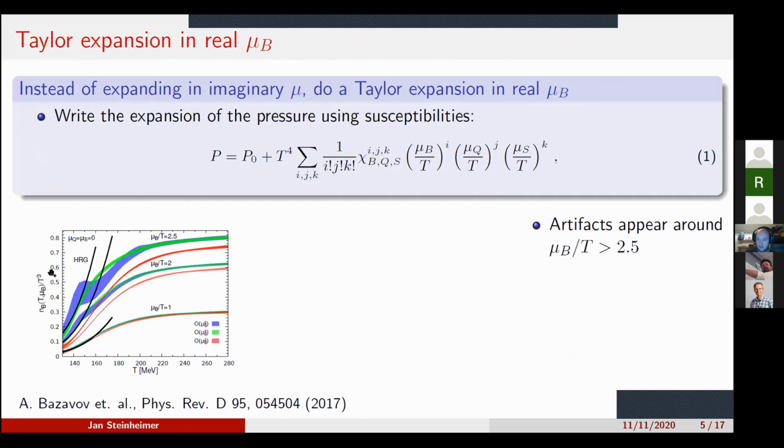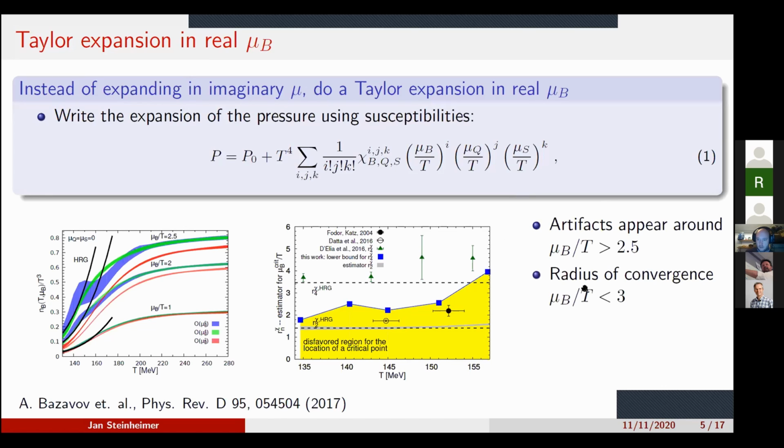So what people there did, they took the lattice data and they expanded the density in terms of mu_B over T. And what they found, okay, some artifacts appear also if you take lattice data which you have up to a certain order of chi. Artifacts appear at about mu_B over T roughly 2.5 or 3, always hard to say. And they also estimated the radius of convergence, which is about mu over T about 3. So always you get this number 3.